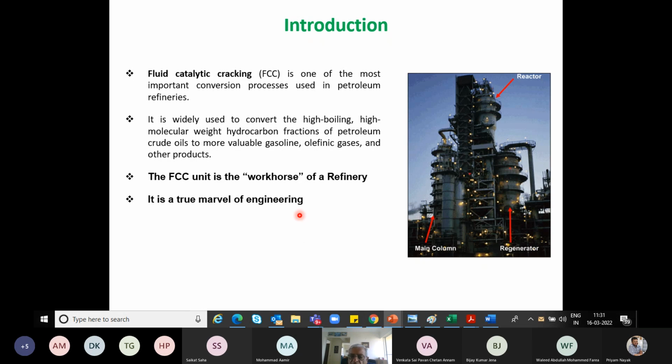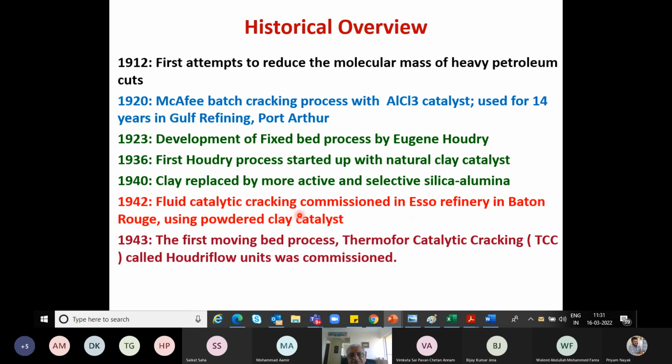And actually, once we are done in discussing the FCC unit, you'll also understand and appreciate the kind of engineering interventions which have gone in to make FCC a successful commercial technology. But this does not happen overnight. In fact, it has a long history.